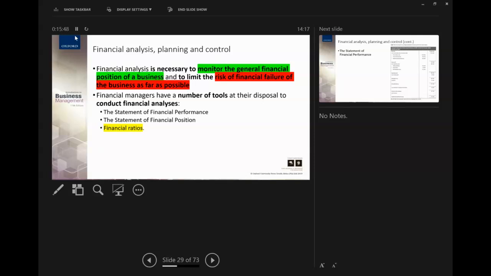Now, financial managers have a number of tools at their disposal to conduct financial analysis. We've spoken about the balance sheet or the statement of financial position. We've spoken about the statement of financial performance, income statement as I like to call it, or your profit and loss. Then we've got financial ratios.